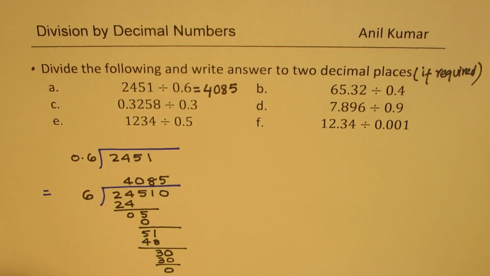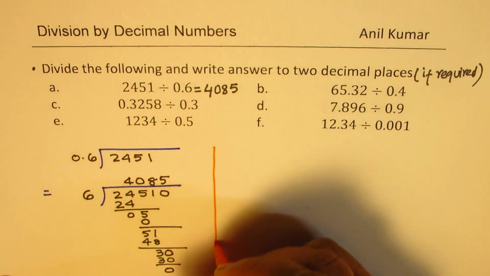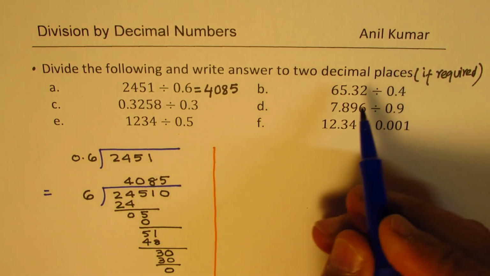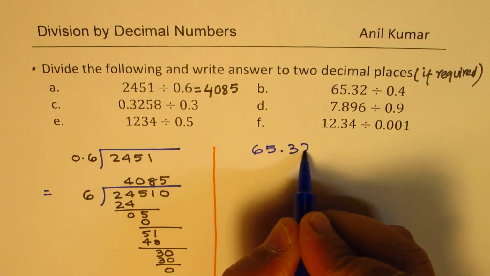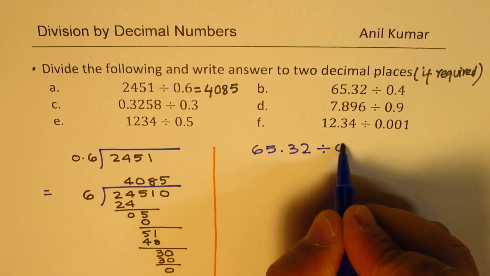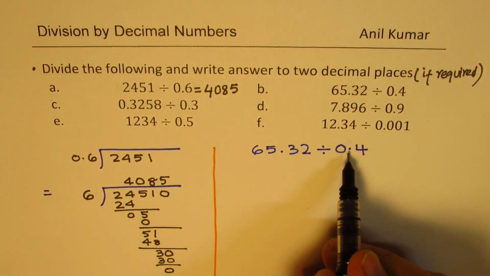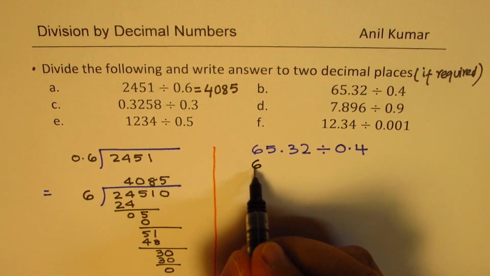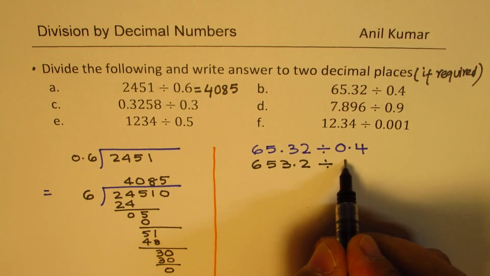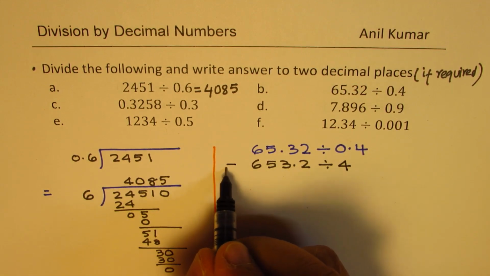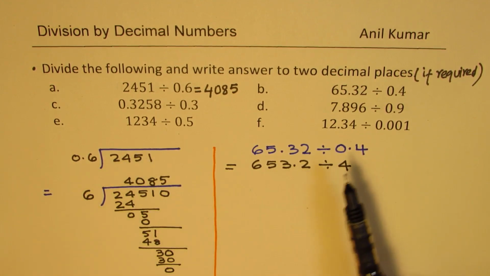Now, let's do the second one, which is 6532 divided by 0.4. Now, once again, let's try to understand this. We are doing 65.32, and we are dividing this by 0.4, right? So what we could do here is that we could multiply both by 10. So we get this as 653.2 divided by 4. Is that clear to you? Right. So both are same things. So I've purposely used different formats so that you understand what we're trying to do.